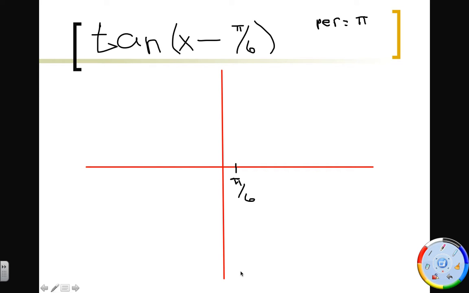Well, I need to go this direction pi units. Well, pi units from pi sixths is 7 pi sixths. So I need 7 more of these little dashes. 1, 2, 3, 4, 5, 6, and 7. Okay, I can get rid of this thing now. So this is pi. Now, here's what we need to figure out: where do things get shifted?